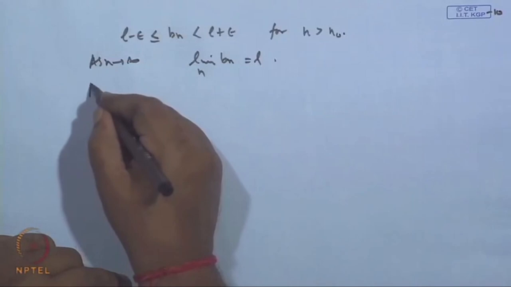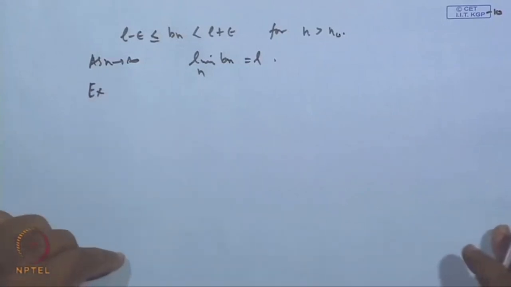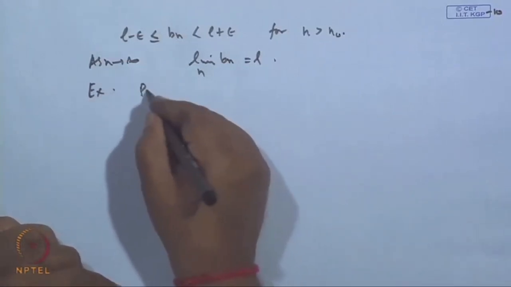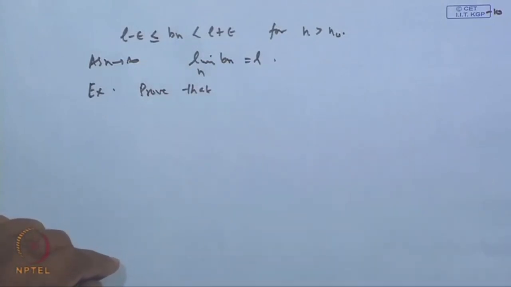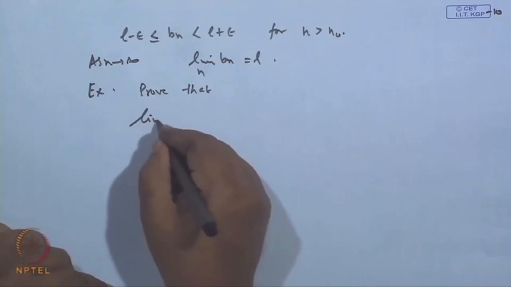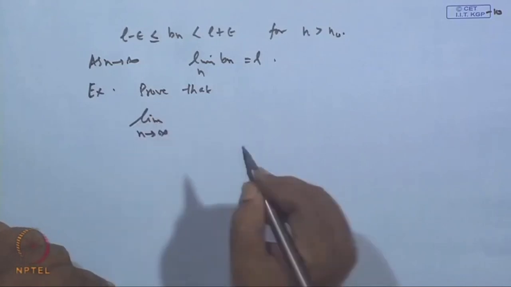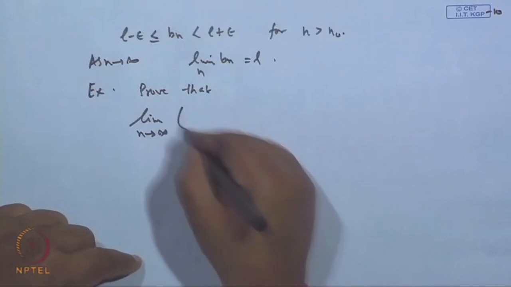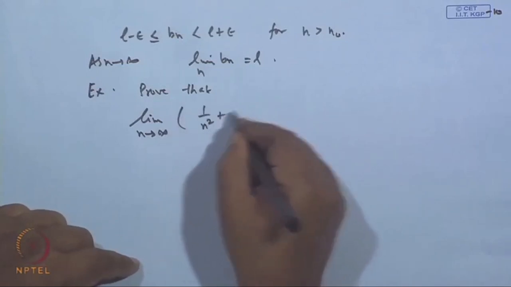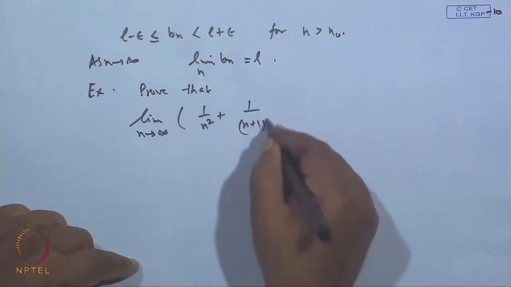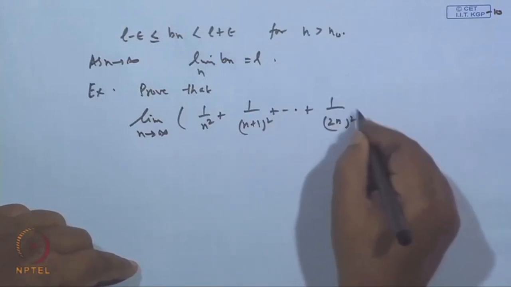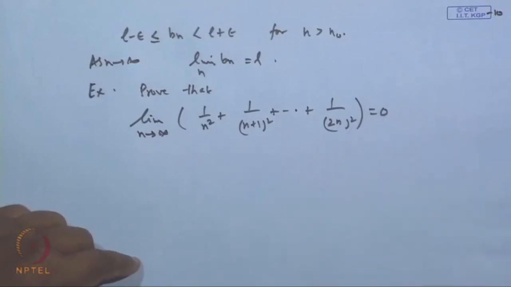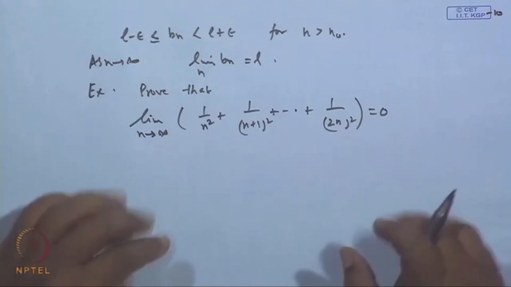For example, what is the use? Suppose I take this problem: prove that the limit as n tends to infinity of 1 by n square, 1 by n plus 1 whole square, and so on, up to 1 by 2 n square, is 0. The limit of this is 0. We wanted to show this part.